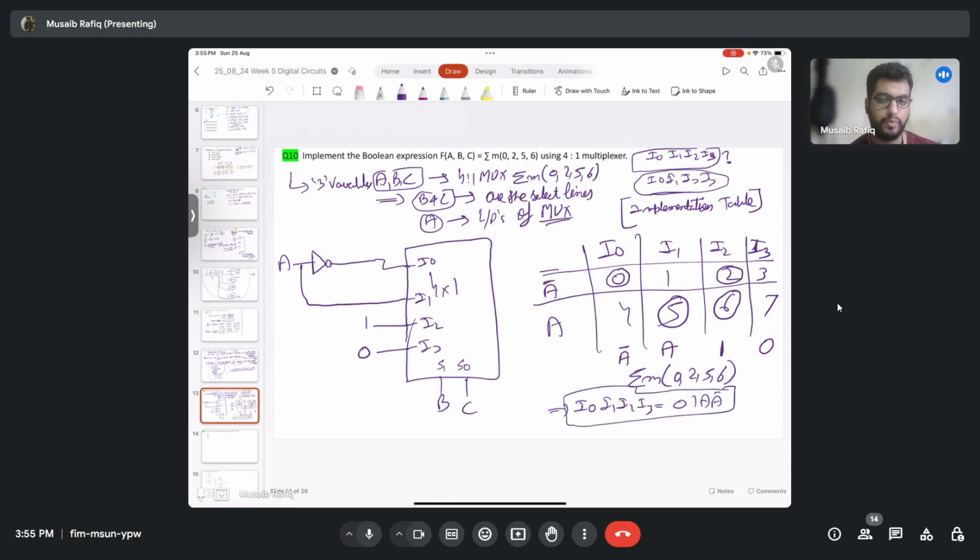So this is how you implement a function ABC equal to sum of minterms 0 to 5, 6 using the 4 is to 1 mux. Any doubts in this question?